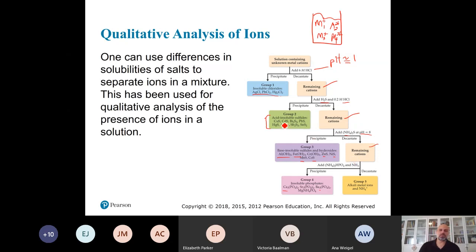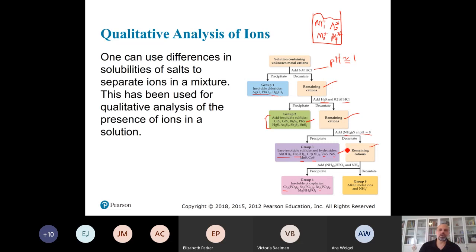Obviously, if you were trying to purify copper sulfide and cadmium sulfide, you aren't going to be able to do it this way, right? This is not going to work because you're going to get a mixture of both in the precipitate. But if you wanted to separate lead sulfide from, let's say, nickel sulfide, you could do that by running these individual steps, right?